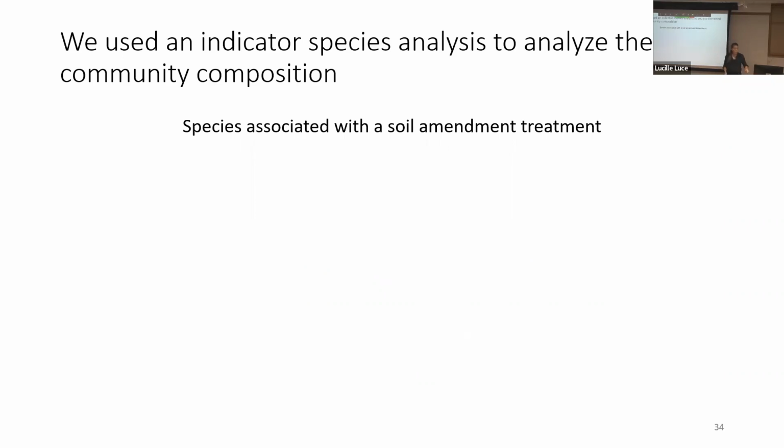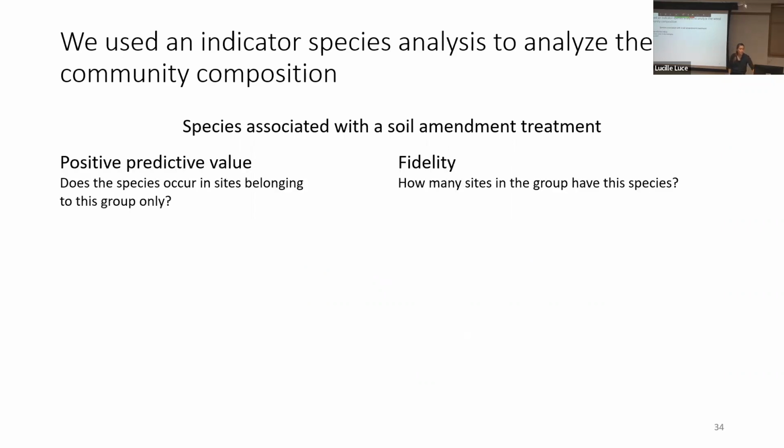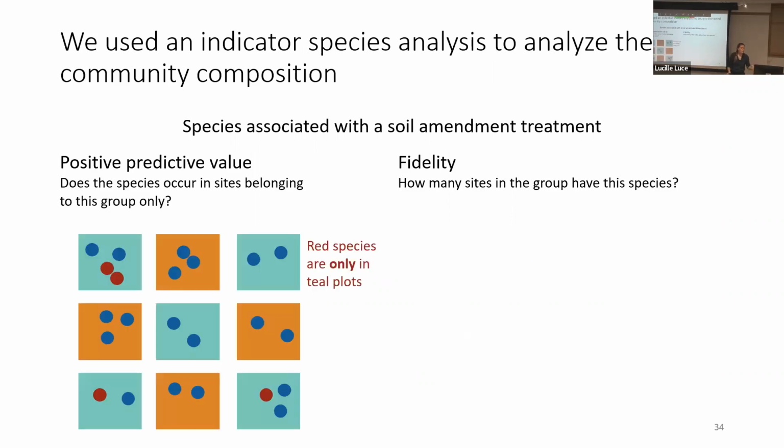And what an indicator species analysis does is it looks at two traits. It looks at the positive predictive value of a species and the fidelity of a species. So the positive predictive value is asking the question, does this species occur in sites belonging to this group only? So you can see in my little example that we have red species that are only found in teal plots. So that species is going to have a high predictive value.